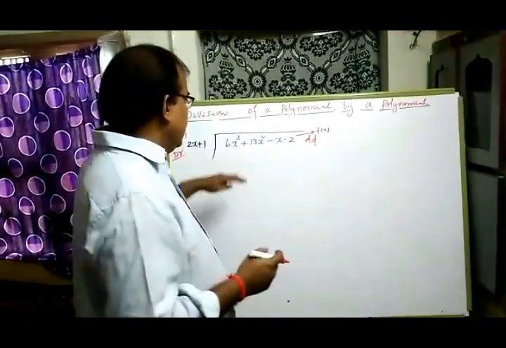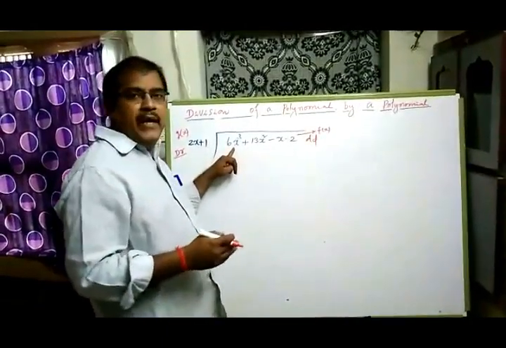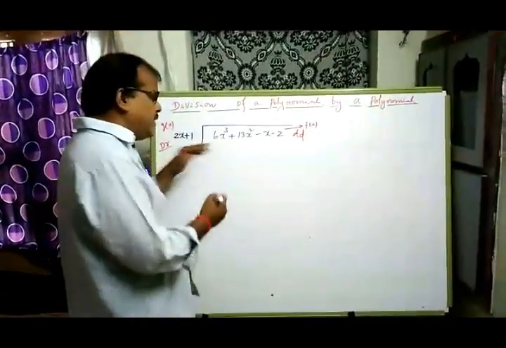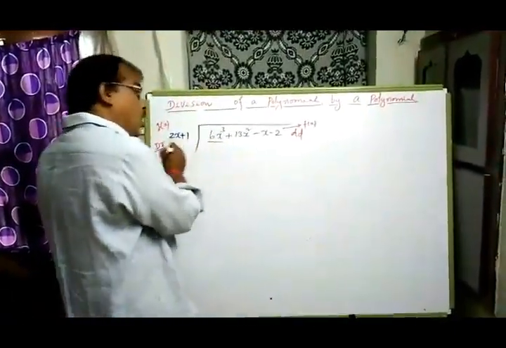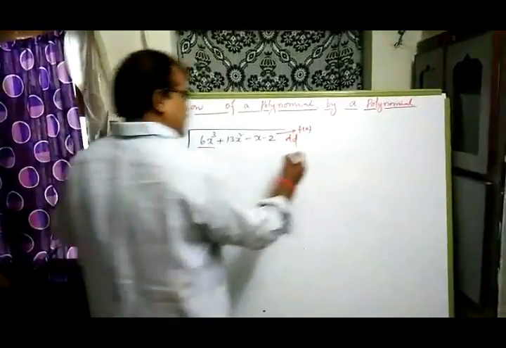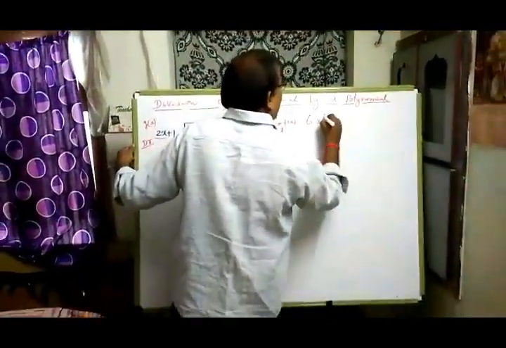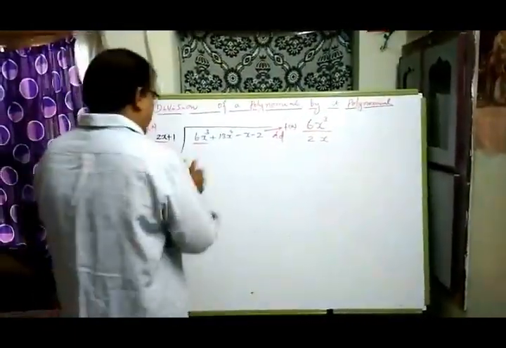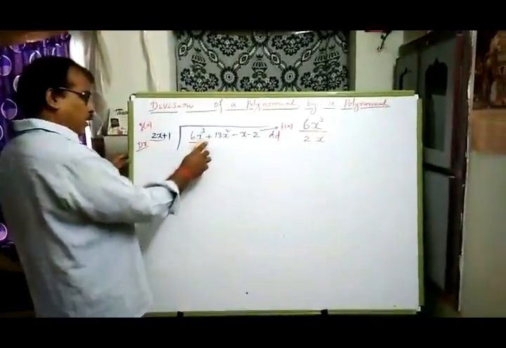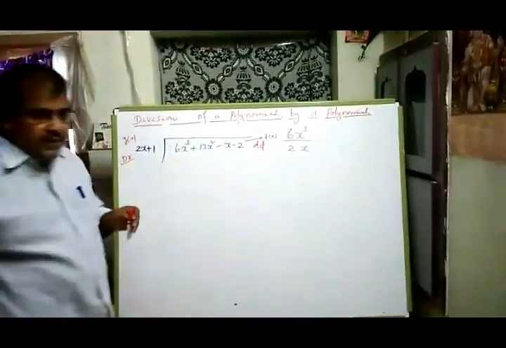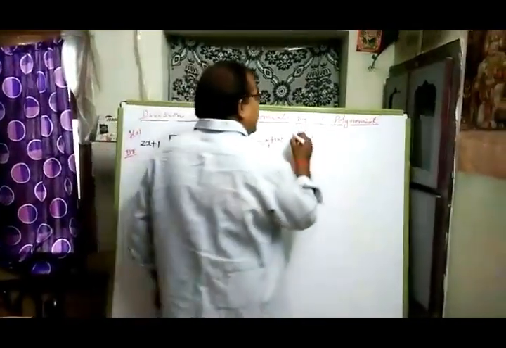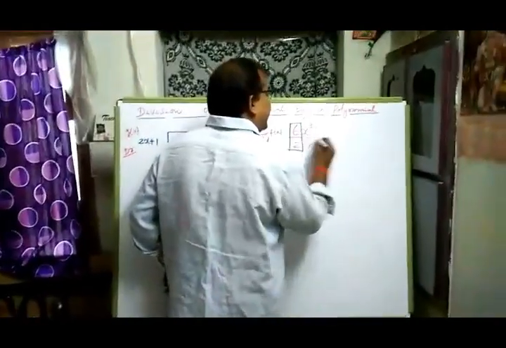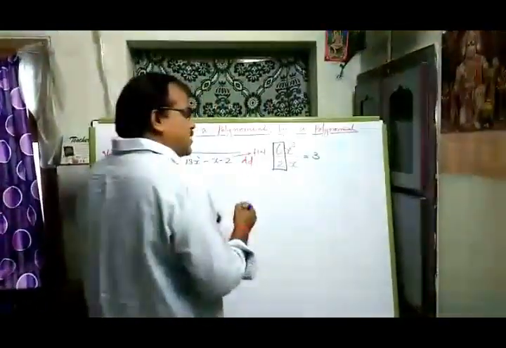The first step is the first term of the dividend divided by the first term of the divisor. What is the first term of the dividend? 6x cube. What is the first term of the divisor? 2x. That's why 6x cube divided by 2x. First you simplify 6 by 2, the answer is 3.